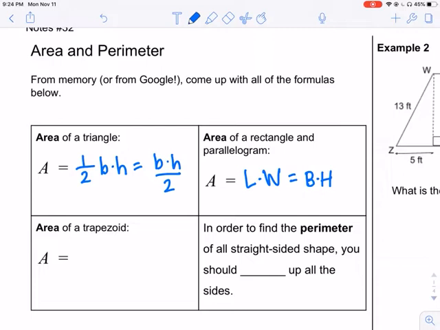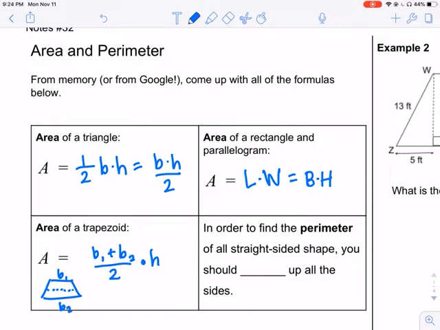And then the area of a trapezoid. Trapezoids look like this, and they have what's called base 1 and base 2. We have to find the average of those bases, which means we're going to do base 1 plus base 2, so basically the top and the bottom, divided by 2, and then we multiply that times the height. So you'll see it written like that.